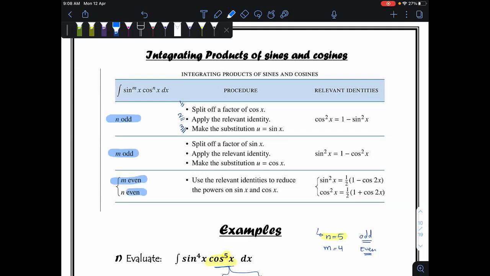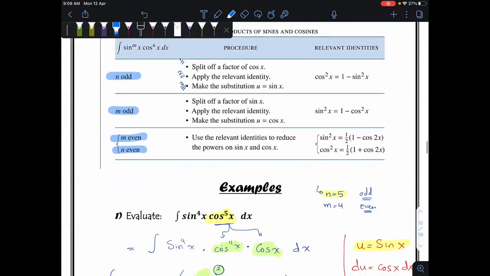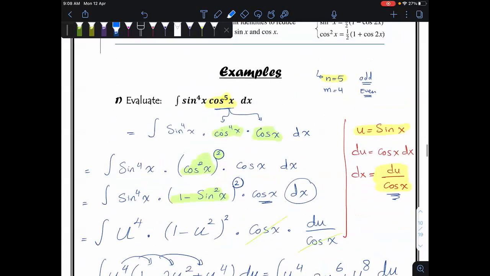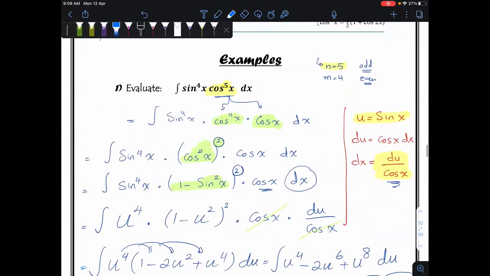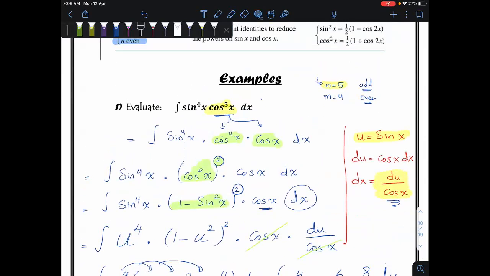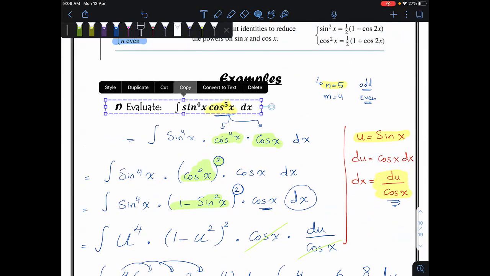If both of them are even, the exponents of sine and cosine are even, split both of them and use identities to reduce the power and simplify the question. Let's solve one question. All of them are solved here. Let's take, for example, question number 1 and solve it again.